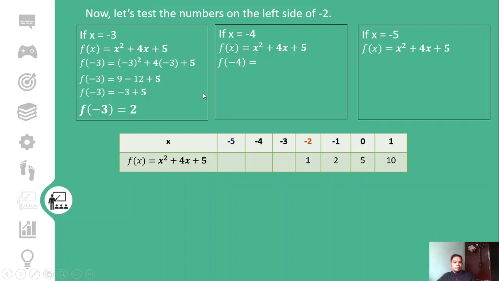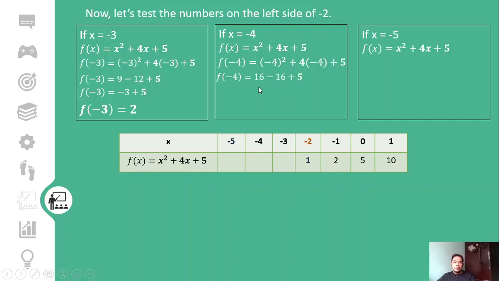So class, I would like you to observe the patterns mamaya. Okay? So we have here, if x is equal to negative 4, then substitute natin sa function na to. So we have negative 4 raised to 2 plus 4 times negative 4 plus 5. Then solve for negative 4 raised to 2. Negative 4 raised to 2 is equal to positive 16. Positive 4 times negative 4 is equal to negative 16.